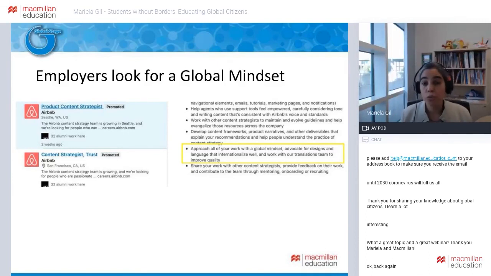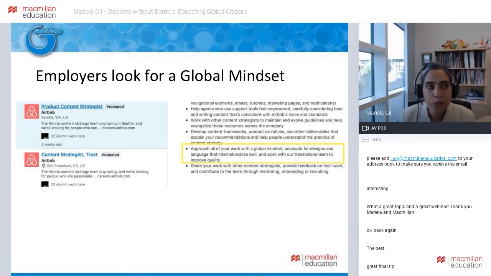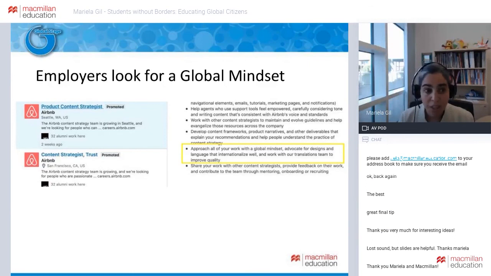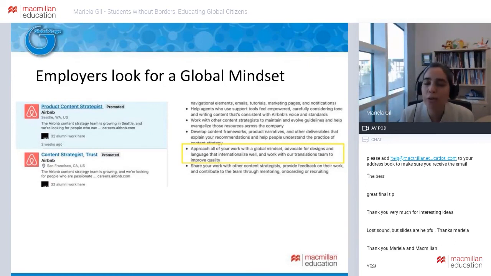So how can you work with a global mindset if you haven't done all of the things that we've been discussing? How do you know what translates well to another culture if you don't learn about cultures? How do you know what stereotype you might be using in your work if you haven't thought about your own stereotypes and how other people might stereotype you? So all of this shows how relevant these things are.